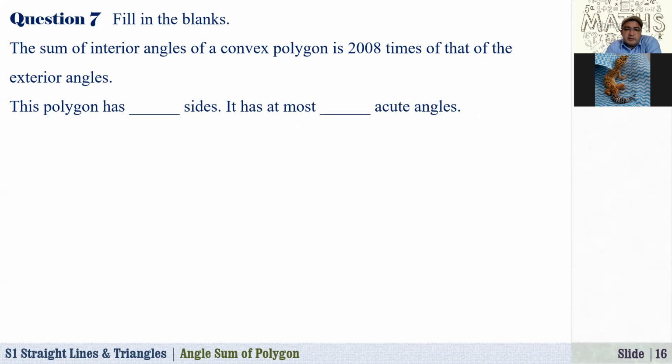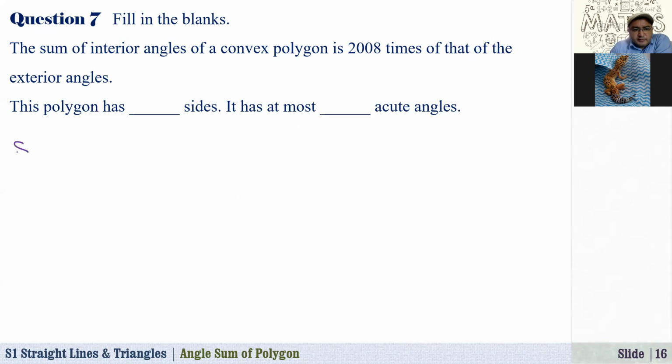The sum of interior angles of a convex polygon is 2008 times that of the exterior angles. The polygon has how many sides? It has at most this many acute angles. Okay.